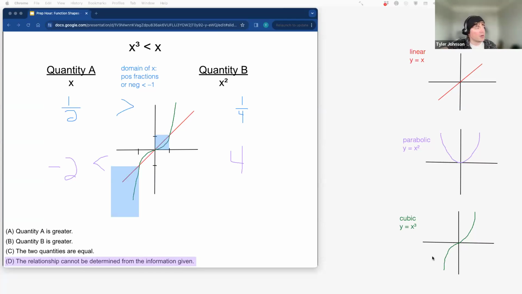So let me show you a similar problem. And I want you to see if you can take this kind of function visualization approach to figure out what the potential values for the variable would be. Try this one.